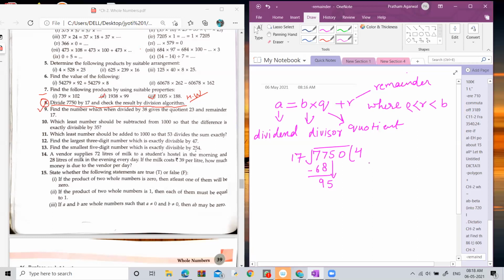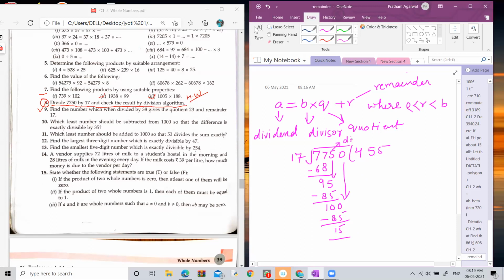How many times do you have to multiply 17 to get a number less than or equal to 95? 5 times. When you multiply 17 by 5, it gives you 85. Again, you subtract them and you will get 10. And then copy down the 0. Now it becomes 100. Now again, you have to multiply by 5. So 17 5s are how much? It is 85. After subtraction, you will get 15. Okay. So this is what?